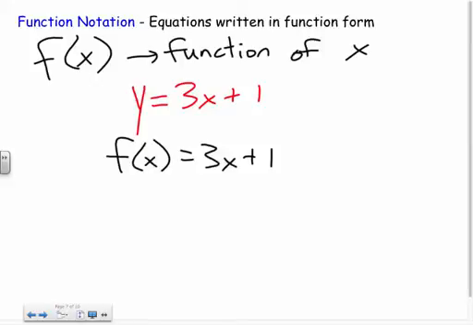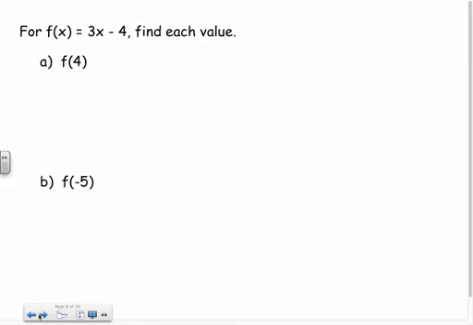Okay, and I get an output for my function. That's all that really happens. And we're going to put some things inside of here to figure out what I get for an output depending on the input. So let's see how we use this here. So for f of x equals 3x minus 4, or a function of x equals 3x minus 4, find each value. Well, if we notice, I'm saying a function of x, well, we're going to replace x with 4 in this case. So a function of 4 when 3x minus 4.